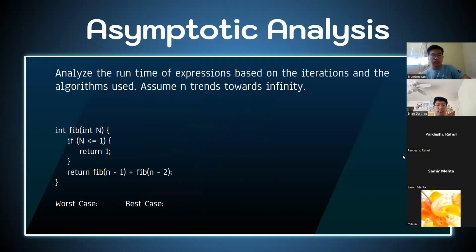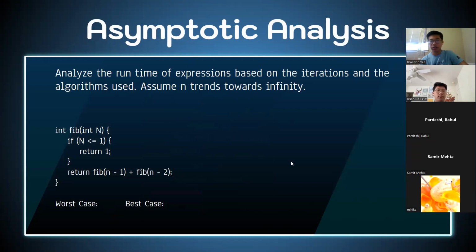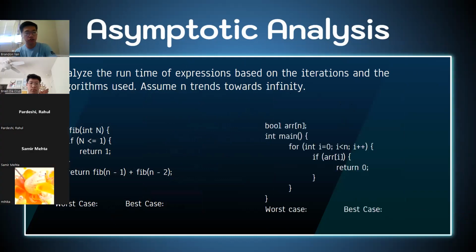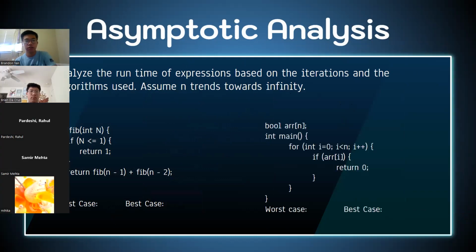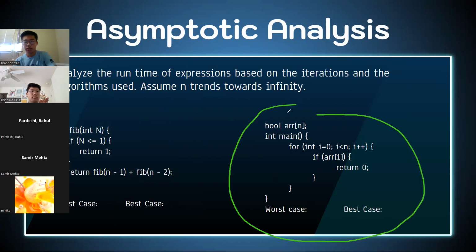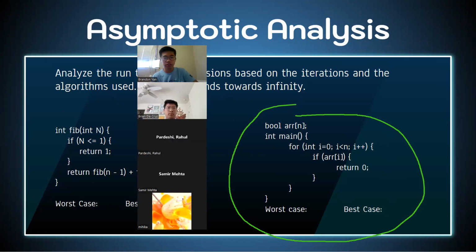So let's go over some asymptotic analysis, which is just determining the worst case and best case runtimes of our problems based on what it looks like. I'll give you guys 30 seconds for the problem on the right here. What do you think the runtime of this is? It's just iterating through a loop. If an element is true, then I'll break out. Does anyone want to say what they think the best case time complexity is for this one?